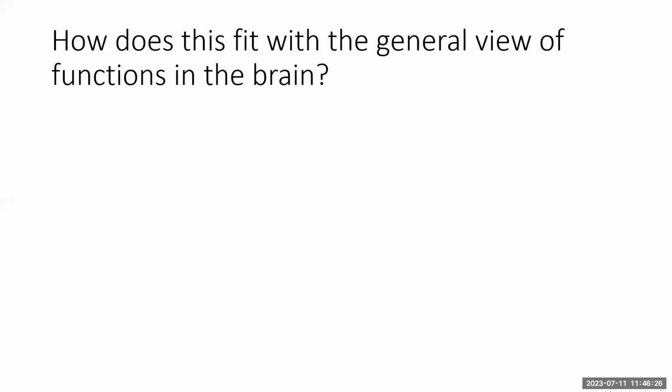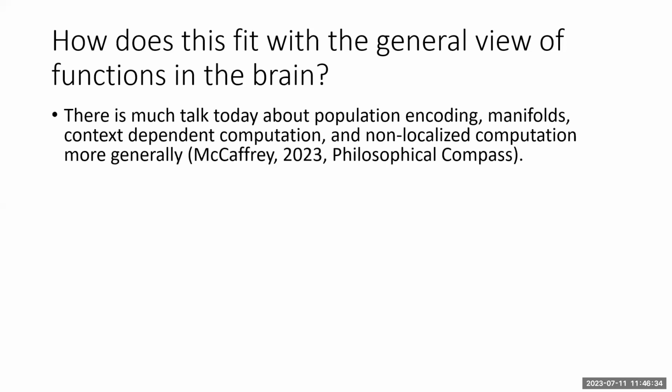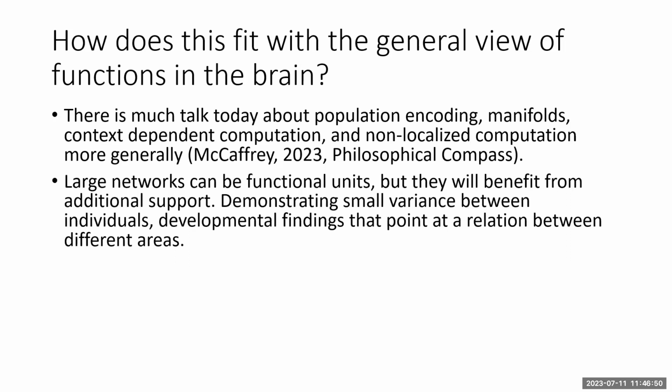How does this view fit with the general view of functions in the brain? So I'm actually going against the grain here in this talk, because today it's very popular to talk about population encoding, as Gal and Ori just demonstrated, manifold, context-dependent computation, and say that computation is not localized, right? So how does this go together? We're saying that anatomy is so important and localization is important. I think these two can fit together.